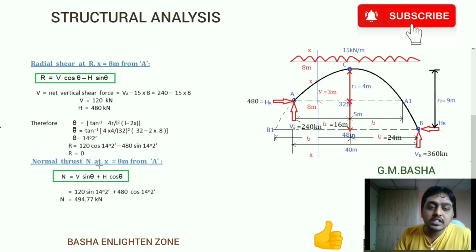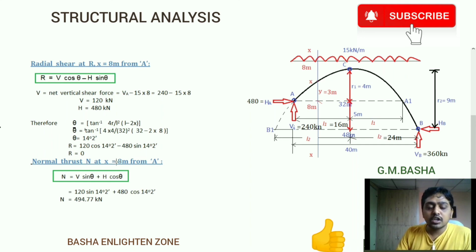Normal thrust at x equal to 8 meters from here. Here only the formula changes. Radial shear: R equal to V cos theta minus H sin theta. For normal thrust: N equal to V sin theta plus H cos theta. All the abbreviations V, theta, H we already know from the previous radial shear. The value of V is the same here, the value of H will also be the same, and theta will be the same up to the 8 meter span.